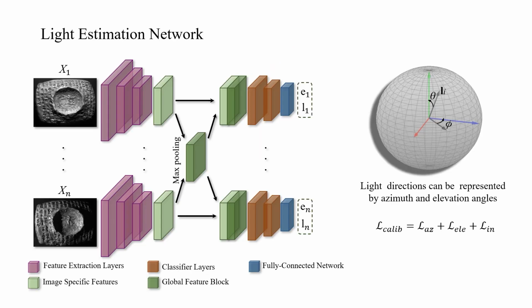To overcome the generalized bas-relief ambiguity problem in uncalibrated photometric stereo, we start with light estimation. The light estimation network first extracts image-specific features and aggregates them with a max pooling operation to get global information. The global and image-specific features are used together in classifier layers for prediction of the light sources. Note that we aim to classify azimuth, elevation and intensity values because it's an easier problem than regression. We train the network using the cross-entropy loss on each class.